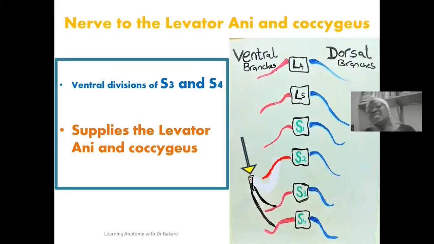Remember in our previous slide where we described the pudendal nerve, we said that the pudendal nerve also gives innervation to the levator ani muscle. So this nerve also supports the innervation of the levator ani muscle and also gives innervation to the coccygeus muscle.